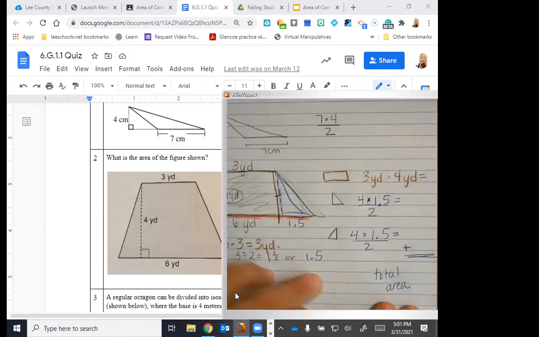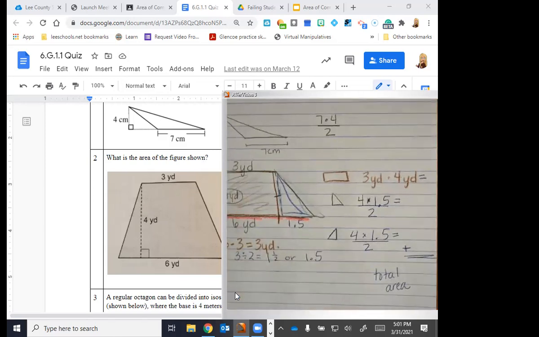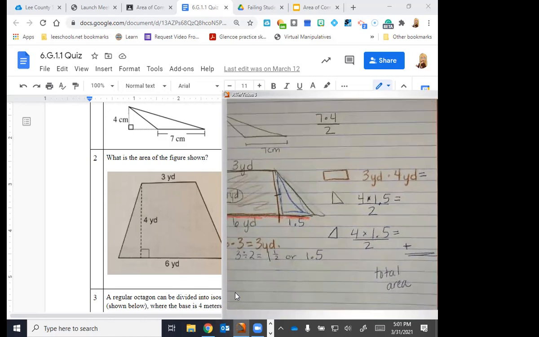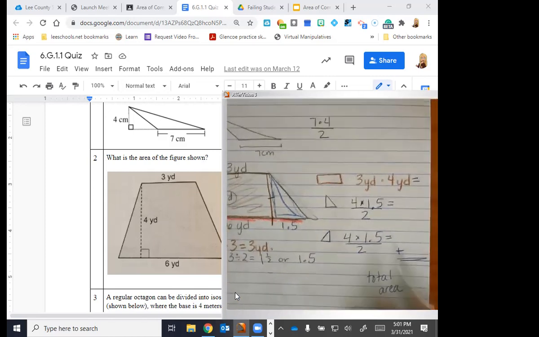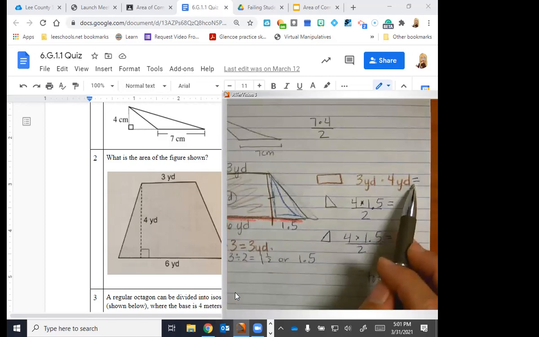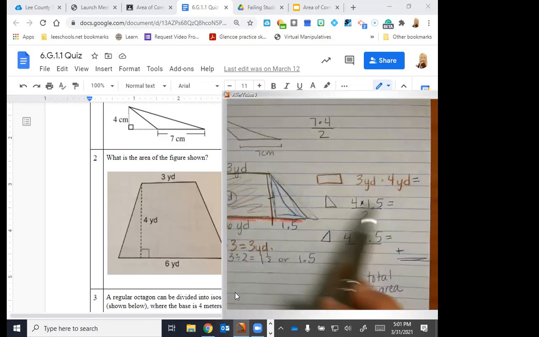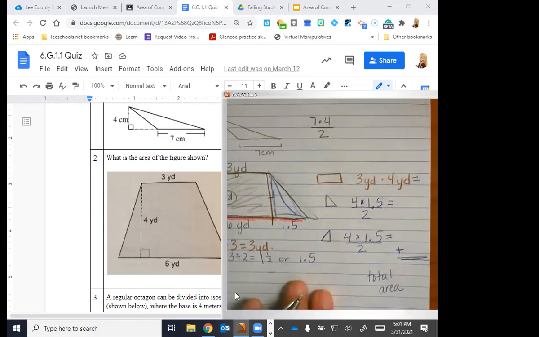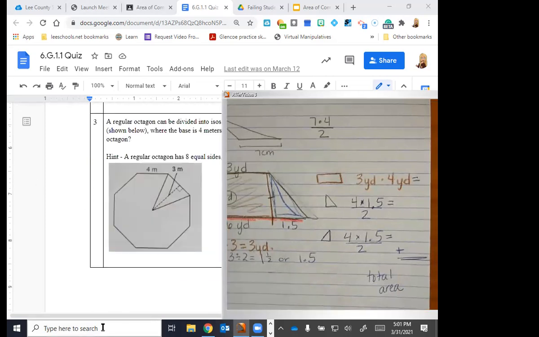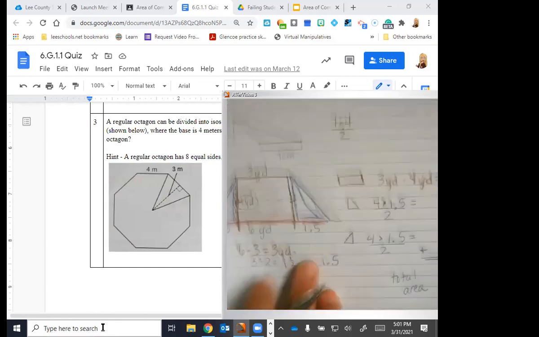All right, again, pause the video, complete the math problems. Remember, I'm not doing the multiplication, division, or addition for you. So you're multiplying 3 times 4, writing your answer, doing these problems for the area of your triangles, and then adding your total area up. Pause the video, complete it, type your answer on the Google Doc, and then press play on the video again. You're ready for question number 3. Okay, here we go. Question number 3.